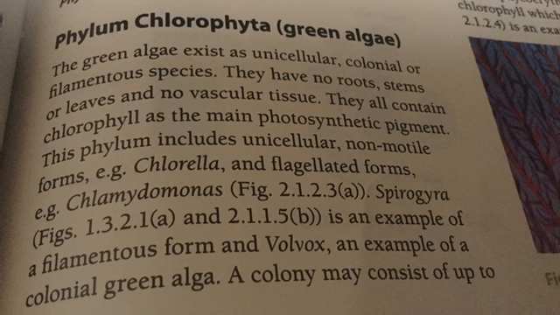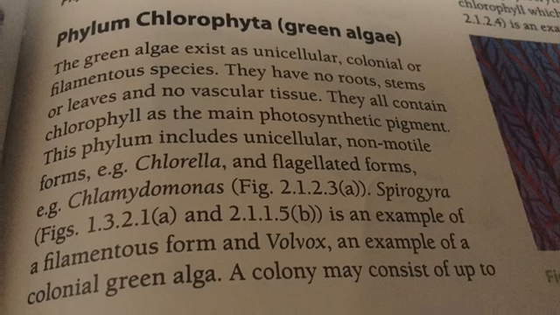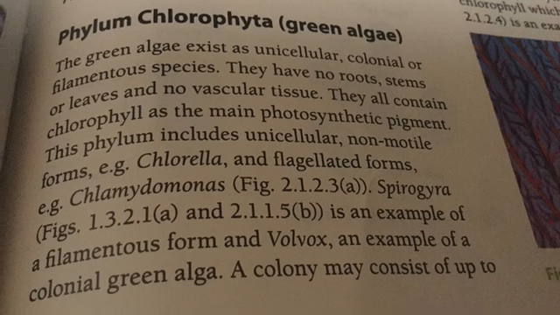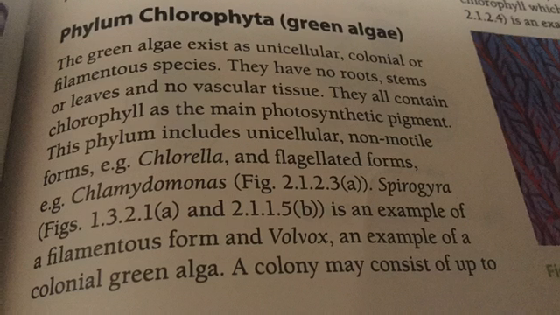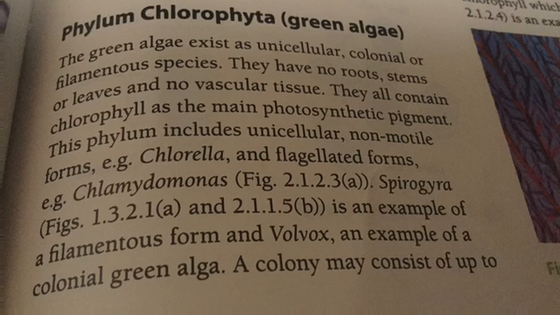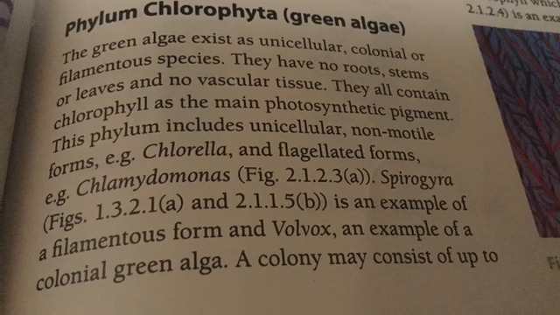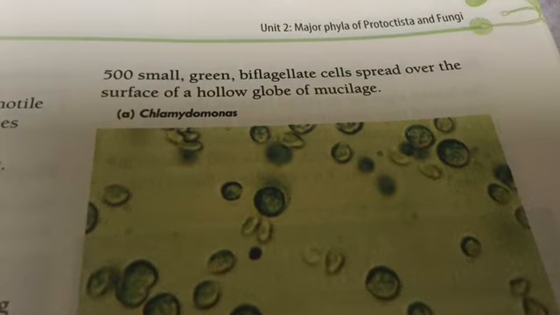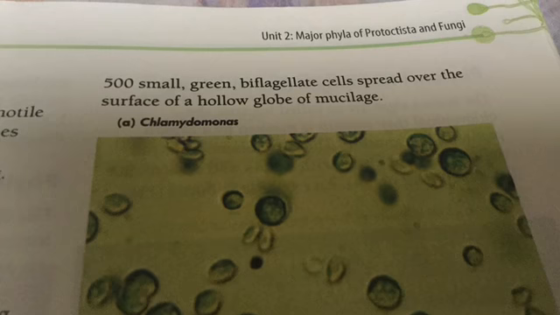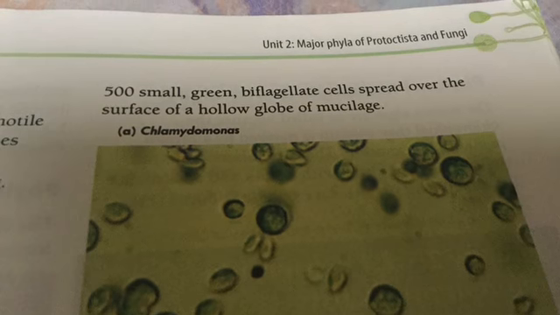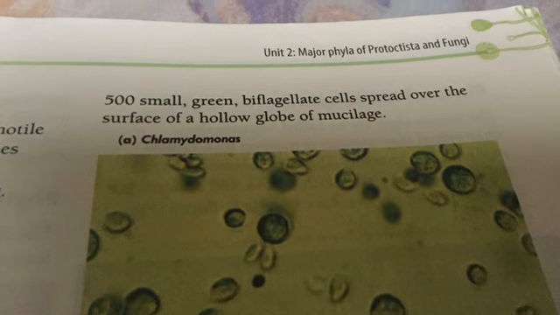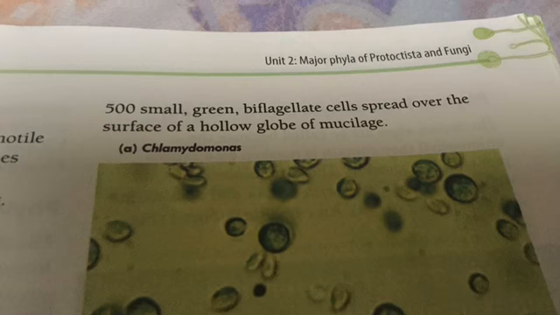Spirogyra is an example of a filamentous form and Volvox is an example of a colonial green alga. A colony may consist of up to 500 small green biflagellate cells spread over the surface of a hollow globe of mucilage.